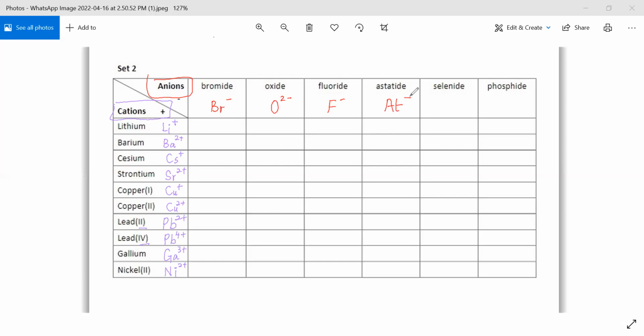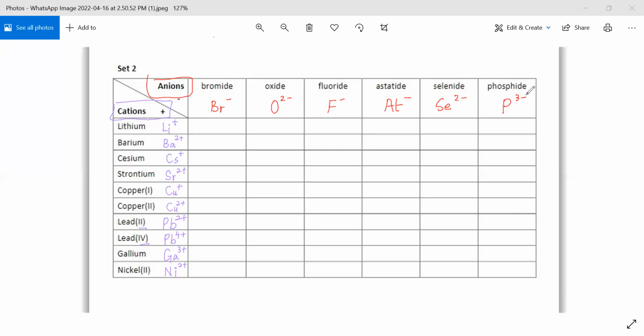Ozan, what is selenide? Selenide is Se. Valency is? 2 minus, perfect. And phosphide? P3 minus. Perfect. P3 minus.